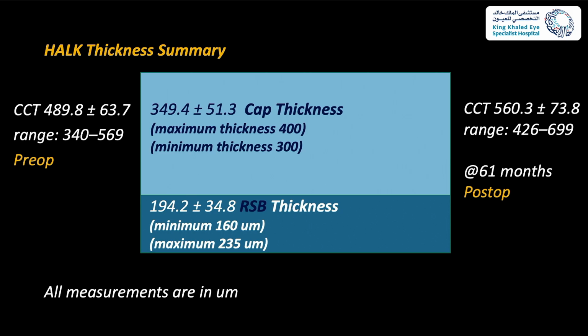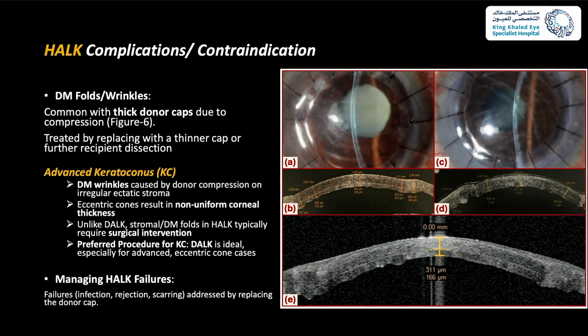recipient DM. So what are the complications or the contraindications to doing HALK? It is common that you might put a thick cap and you might not dissect deeply into the stroma. This might lead to graft folds or recipient folds, and unfortunately, unlike DALK, they don't resolve spontaneously, and the authors reported removal of the thick cap, replacing it with either a thinner cap or deeper dissection.